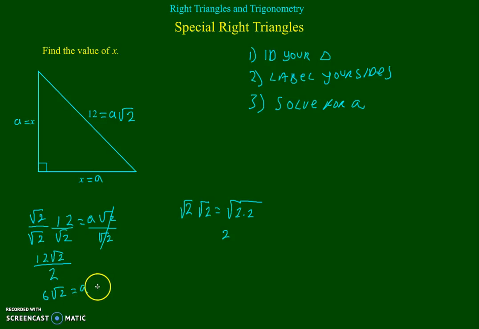Now that we have our A, the fourth step is solve for your sides. And in this case, A is the answer. So we just plug in 6 square roots of 2 and 6 square roots of 2. And we're done. So let's move on to another example.